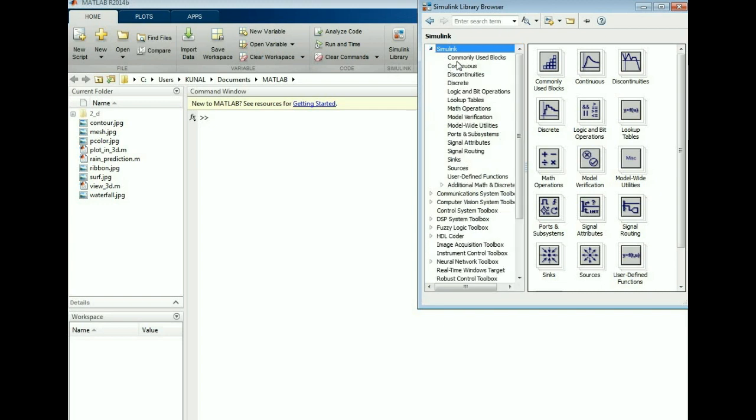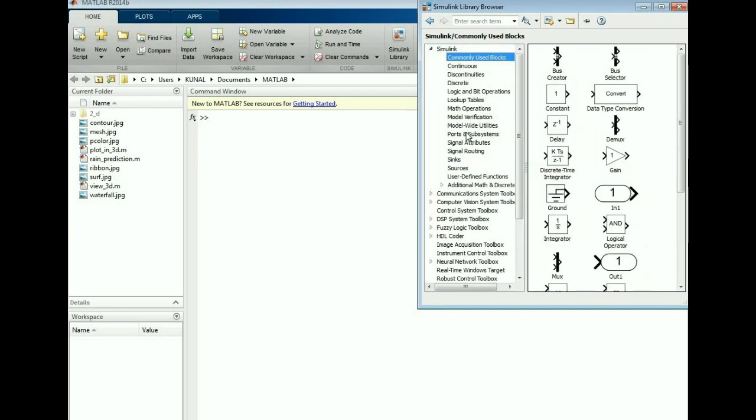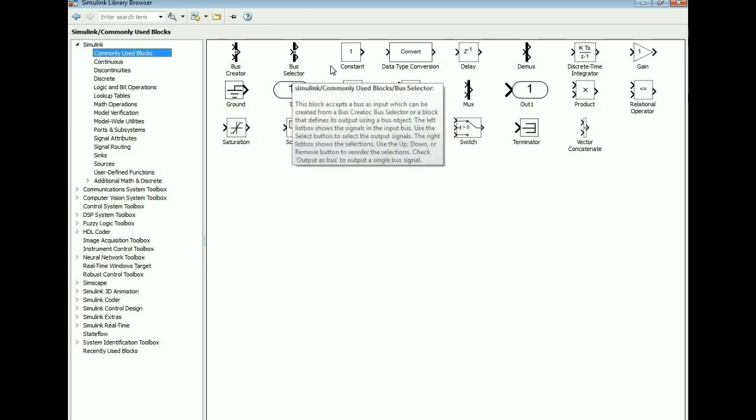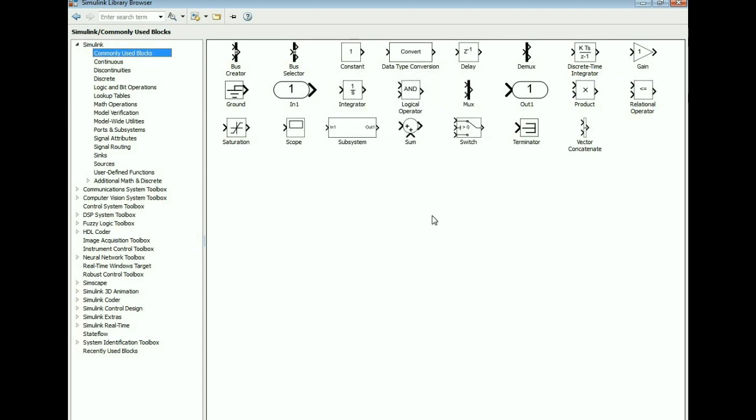In the Simulink Toolbox, you can see there is a tab named Commonly Used Blocks. Under this tab, there are many types of tools available which we commonly use, like bus creator, bus selector, constant, vector, and delay functions, multiplexers, relational operators, summation block, terminator block, scope, and many nonlinearities blocks.